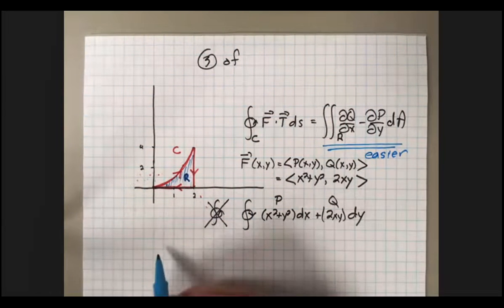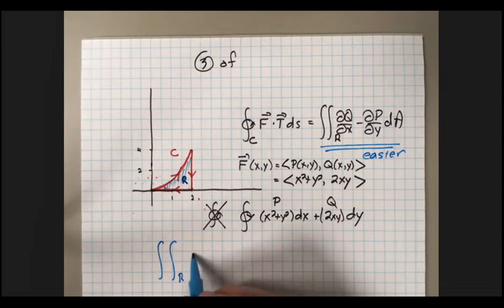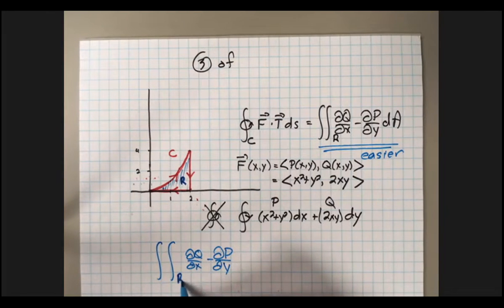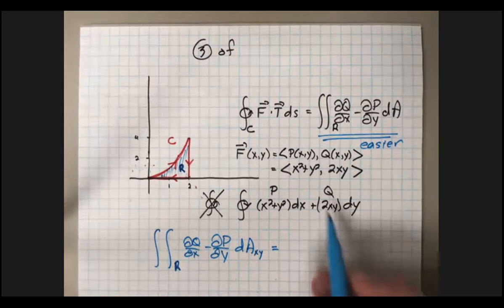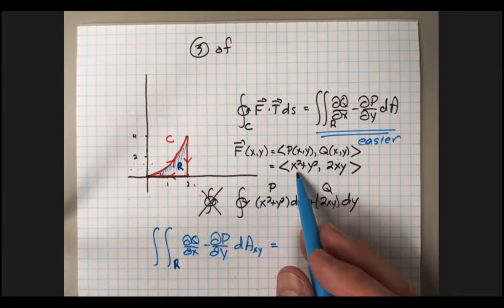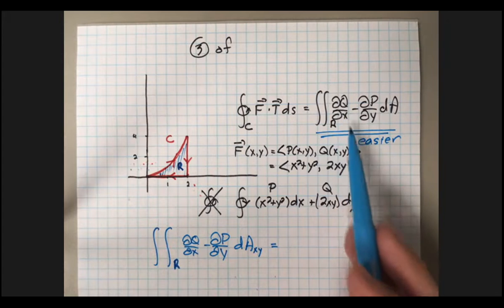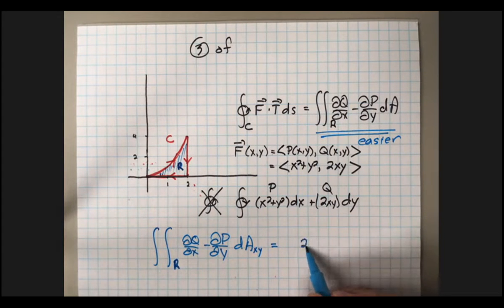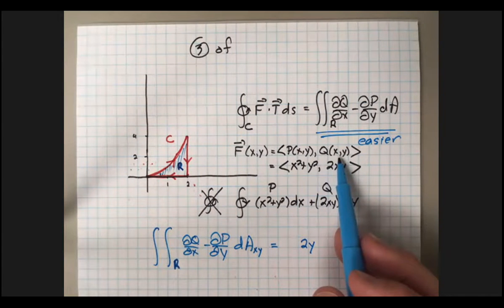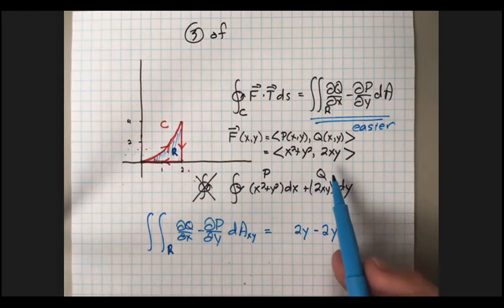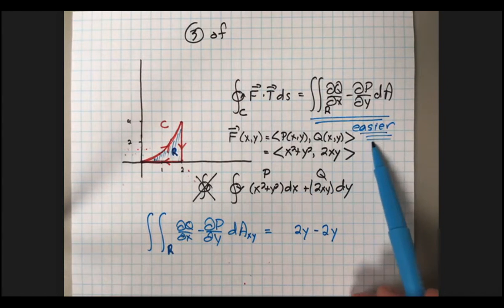So let's express partial Q, partial X minus partial P, partial Y. And then let's set the limits of this region with respect to the variables X and Y. Partial Q, partial X is 2X. Excuse me, I got to look at the right thing. And this is why you say I get your variables mixed up right here. Partial Q, partial X is 2Y. Partial P, partial Y is 2Y. And now I've walked into a trap. Well, it's not a trap, it's kind of a pleasant accident kind of trap. This is not only easier, it's super duper easier.